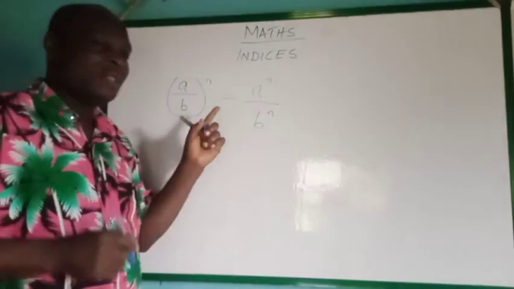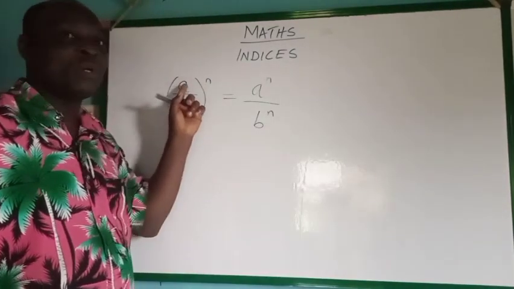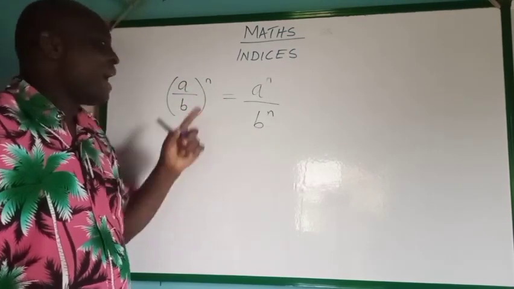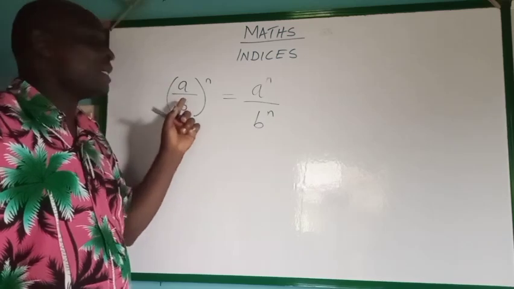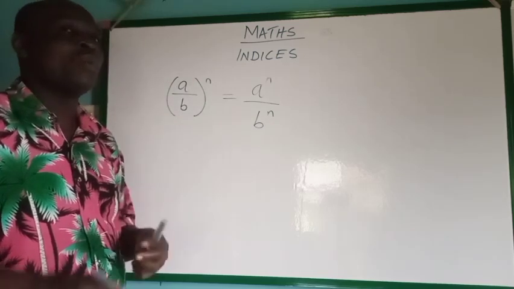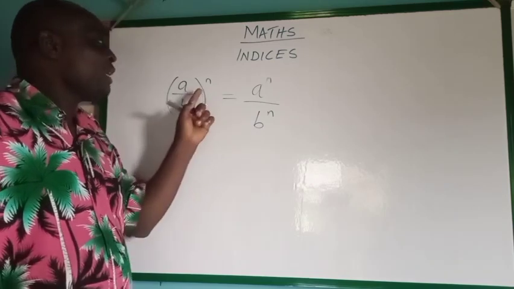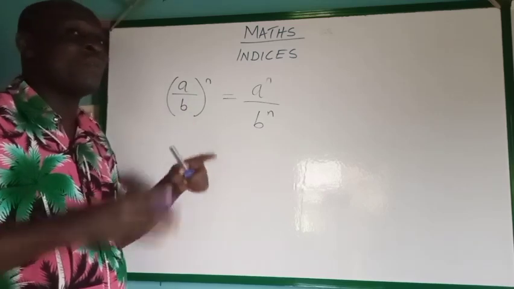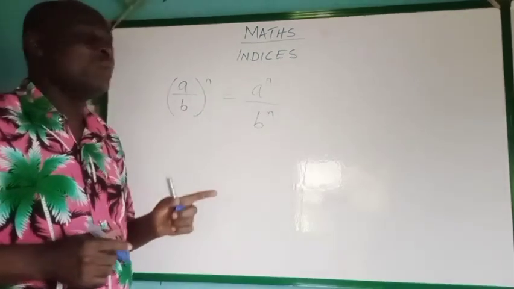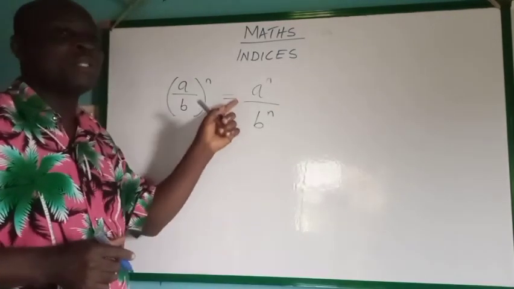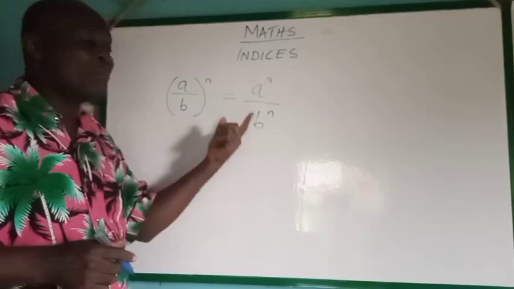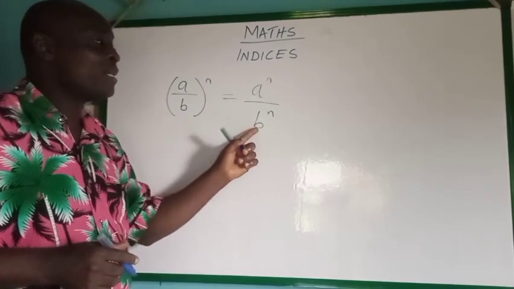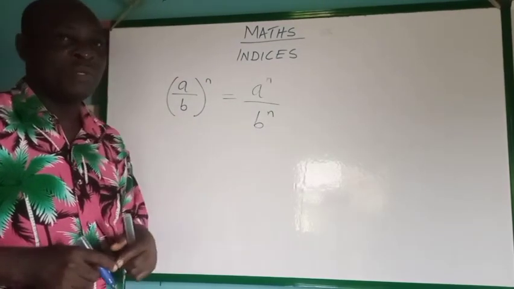It does not mean that this power is only for the numerator. It is both for the numerator and the denominator as far as the bracket is covering the numerator and the denominator before it is raised to a power. So if you have a power and you have a fraction inside the bracket and the power is outside the bracket covering the numerator and the denominator, just know that that power is for both the numerator and the denominator. So you are going to raise the numerator to the power, and you as well raise the denominator to the power.